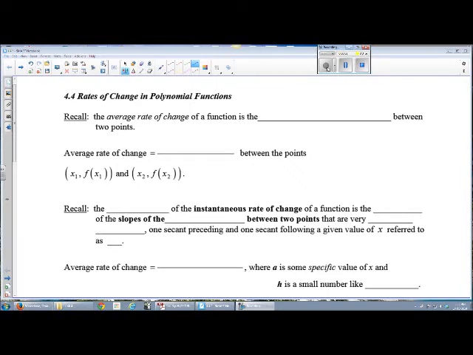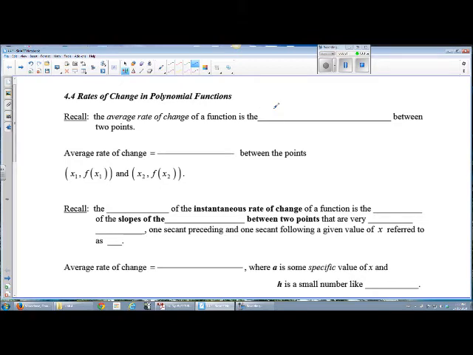Hi, welcome to lesson 4.4, Rates of Change in Polynomial Functions. The goal for today's lesson is to determine average and instantaneous rates of change in polynomial functions. And the reason for doing this is so that we will become proficient and efficient at using a variety of different polynomial functions using the difference quotient and the average rate of change formula.